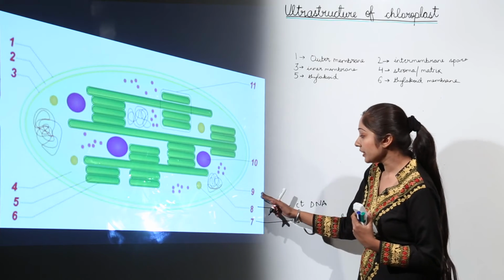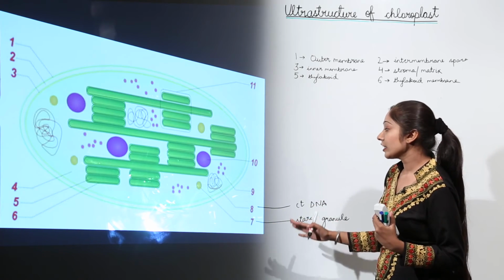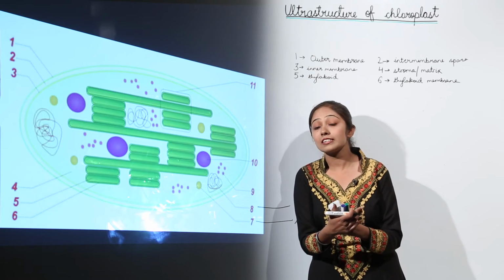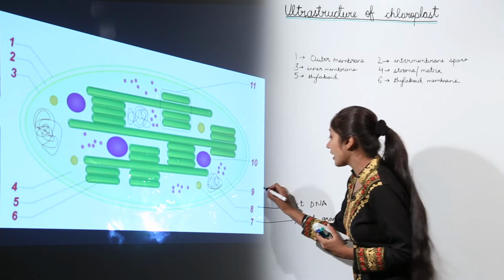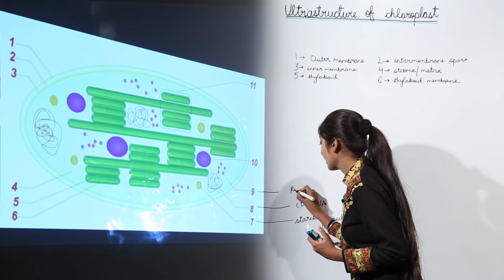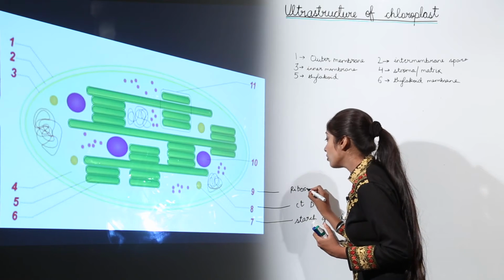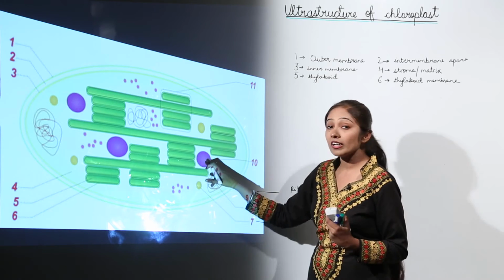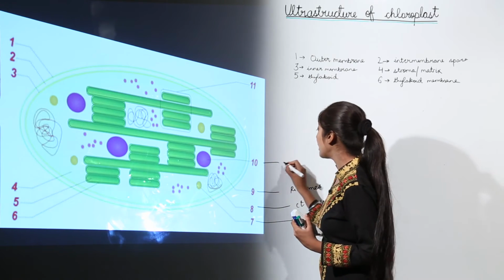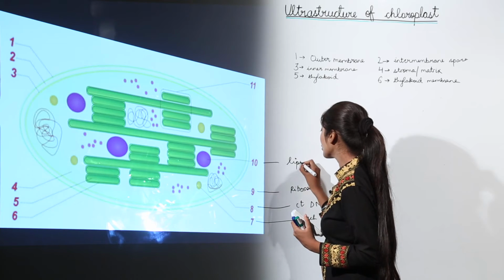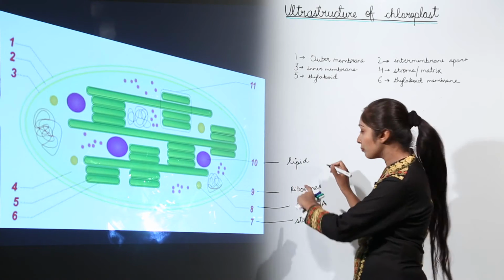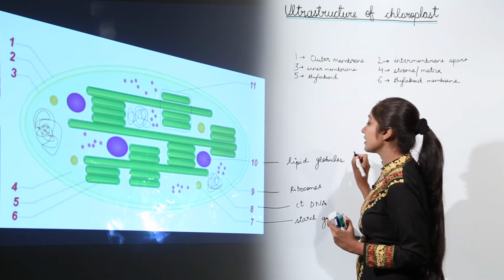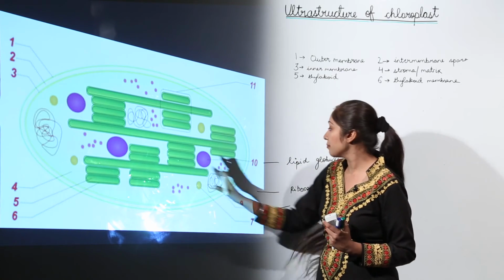Moving on to number 9. Besides starch granules, we also have very important active organelles. Which are those? They are the ribosomes. Moving on to number 10. We also have lipid granules. We call them lipid globules, not granules. Lipid globules in the chloroplast stroma or matrix.